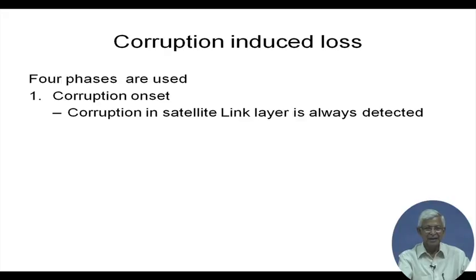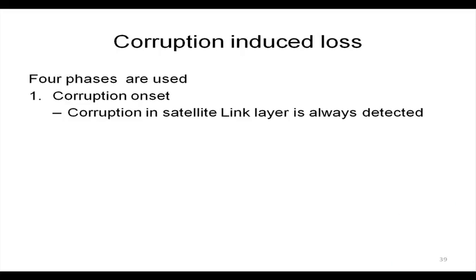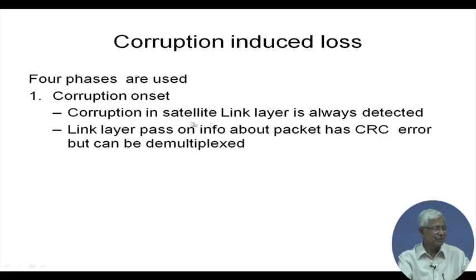The link layer has a protocol which detects the error. That is, there is a CRC. In the case of TDMA, we have seen that the unique word missing, the probability of a missed unique word, and also there are other error protection checksums. So, the link layer somehow knows that an error has occurred. The link layer can find out. So, the corruption started, that is noise has occurred, the link layer finds out. If this information is passed on to the higher layer, then the higher layer can understand that it is not congestion, it is corruption. The link layer passes on this information about the loss, that is the packet has a CRC error. CRC is cyclic redundancy check, CRC error, but can be demultiplexed.